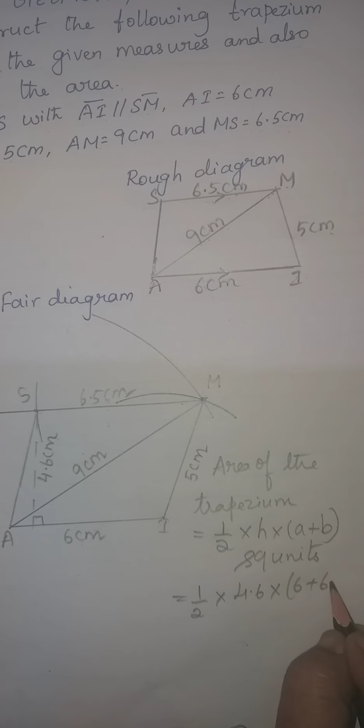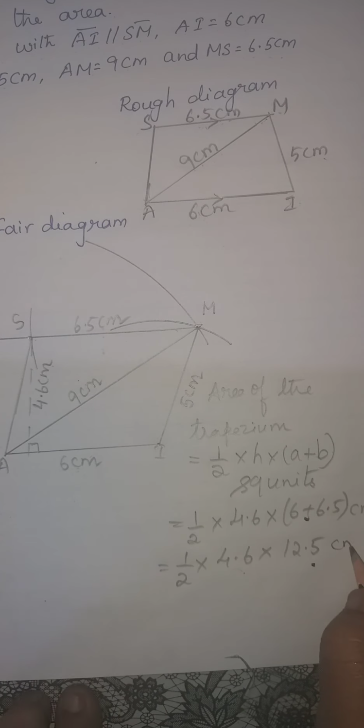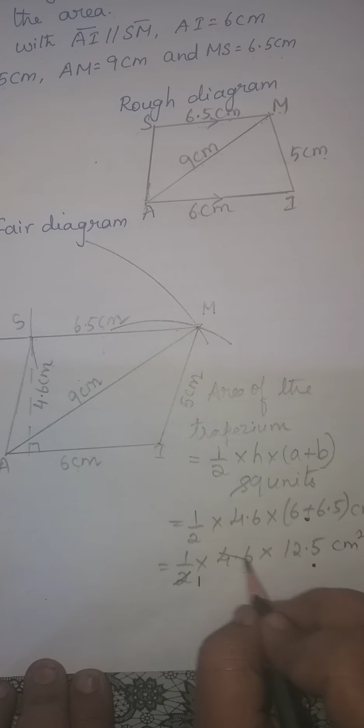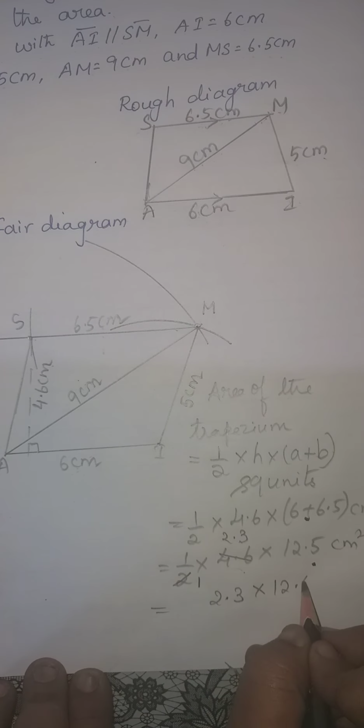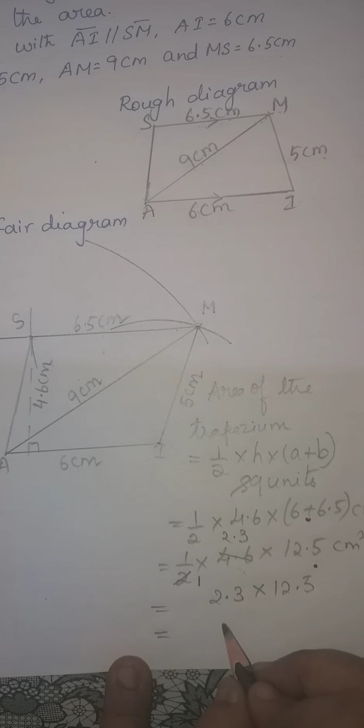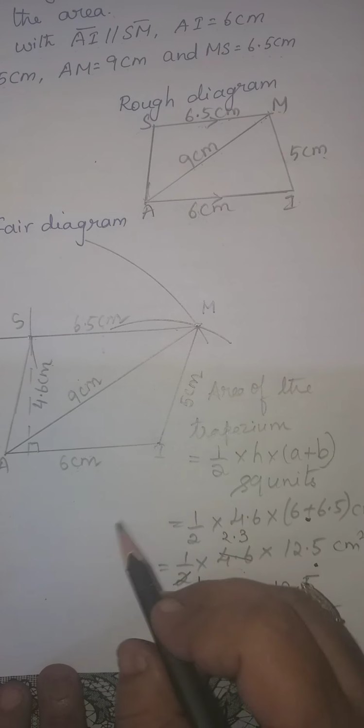6 plus 6.5 centimeter square, which is equal to half into 4.6 into 12.5 centimeter square. Now let us simplify. 2 ones are 2, 2 twos are 4, 2 threes are 6. So now multiply 2.3 into 12.5. You will be getting 28.75 centimeter square. This is the area of this trapezium.